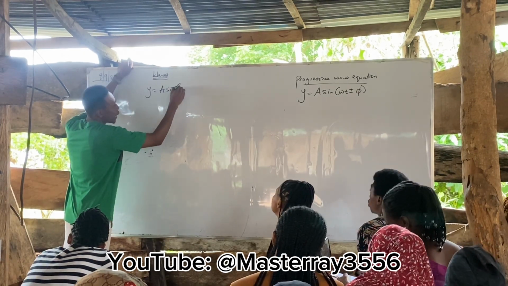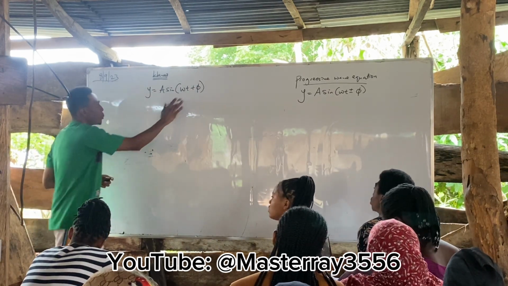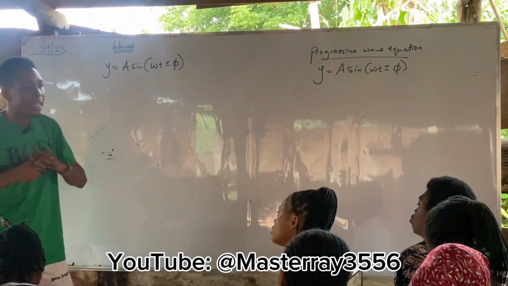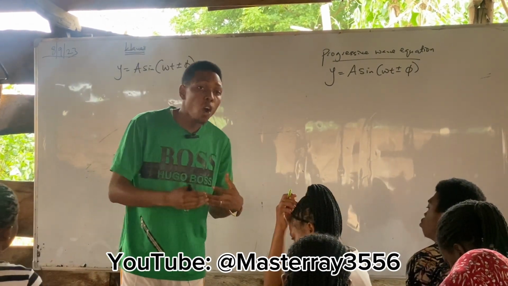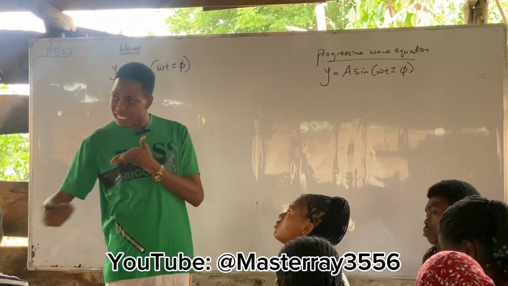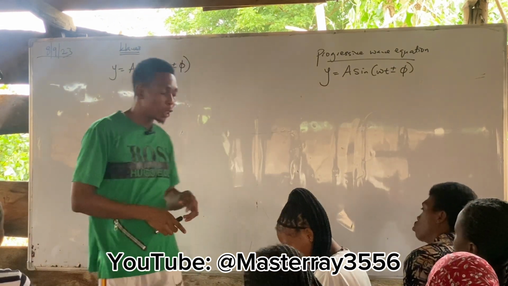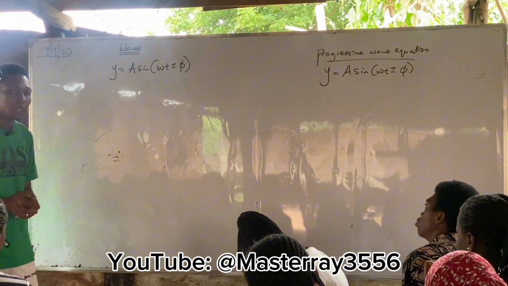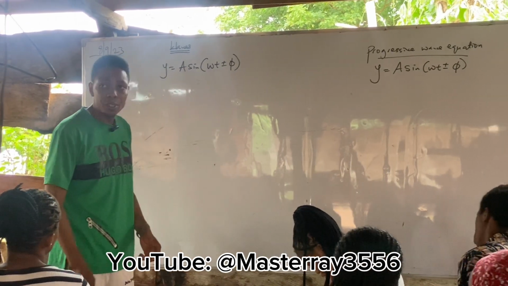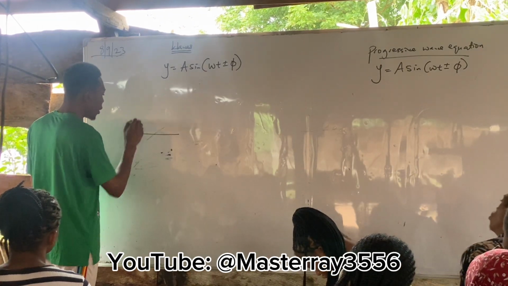A sine bracket omega t plus pi, right? Plus or minus, right? Now, the essence of the plus or minus sign depends on the direction of the wave. Are you following? The plus sign means that the wave is moving in the negative direction, while the minus sign means that the wave is moving in the positive direction. Alright.